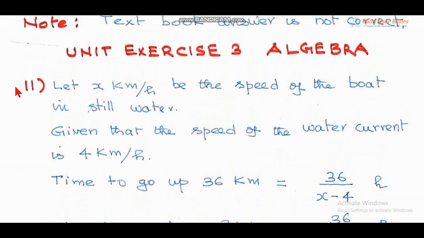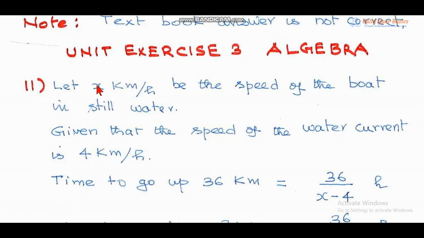Unit exercise 3, sum number 11. A boat takes 1.6 hours longer to go 36 kilometers up a river than down the river. To go up, longer time. To go down, smaller time. If the speed of the water current is 4 km per hour, what is the speed of the boat in still water?